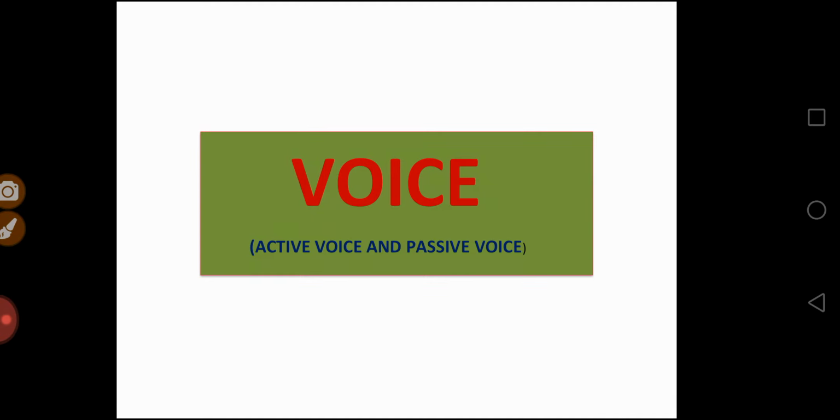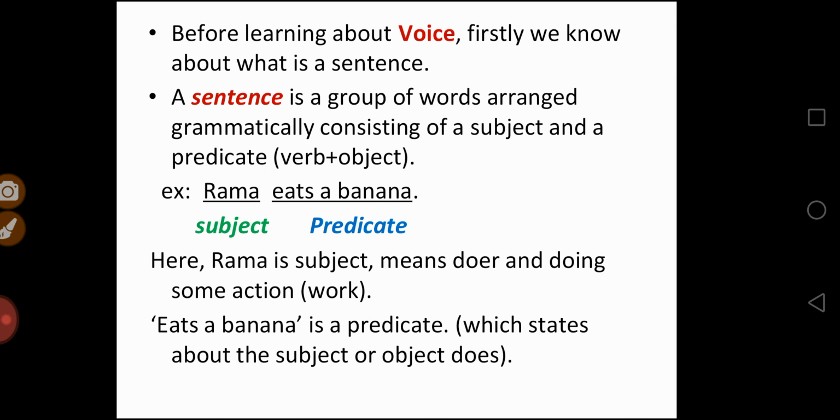Voice. Children, today we learn very clearly about how to change the sentence in active voice into passive voice. Before learning about voice, firstly we know about what is a sentence. A sentence is a group of words arranged grammatically consisting of a subject and a predicate.